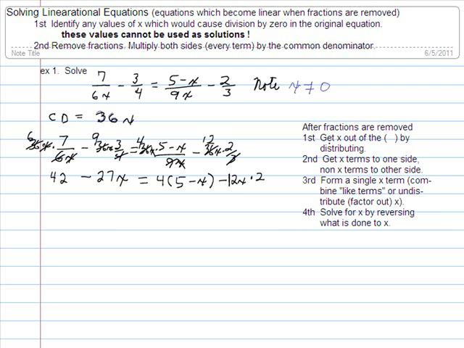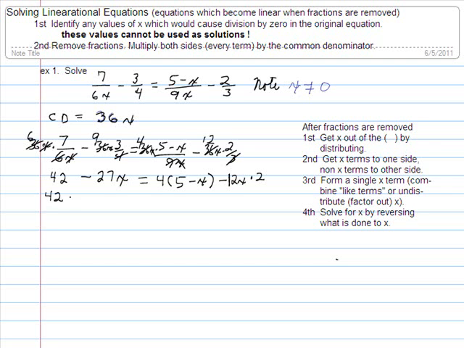Now, once you've gotten rid of all your fractions, notice I now have an equation which is much easier to work because there are no fractions in it. Once you get rid of your fractions, you follow the 4 steps on the right. After fractions are removed, first get x out of the grouping symbol. This is because your answer has to look like x equals something over here. We don't know what yet. But notice x isn't in a grouping symbol. That's why you have to get x out of the grouping symbol. So I'll do that step next.